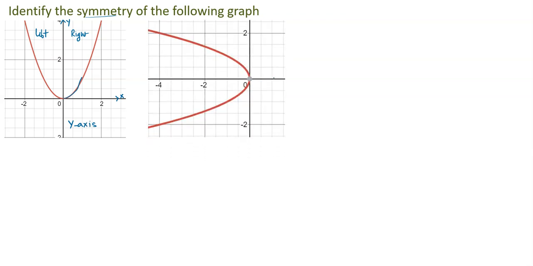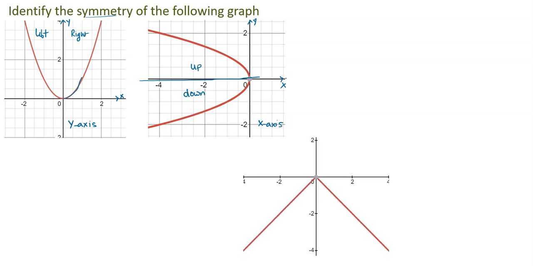For this parabola, this is your x-axis, this is the y-axis. Here you see the figure up and below along the x-axis are the same. So the axis of symmetry is the x-axis, not the y-axis.